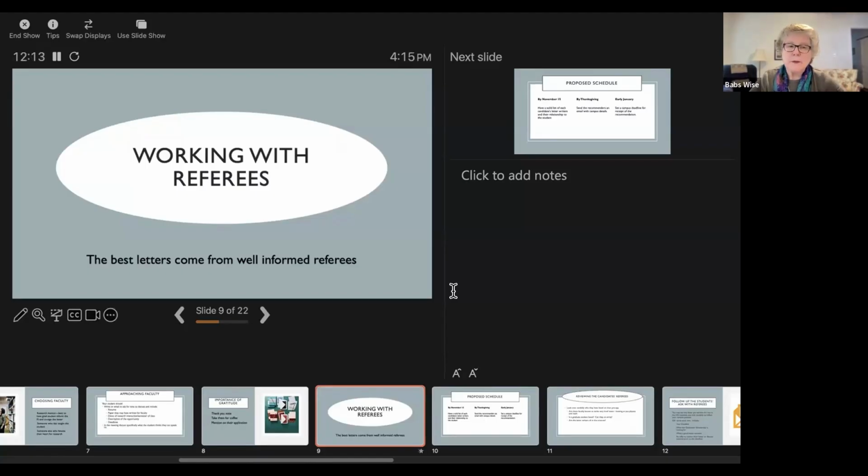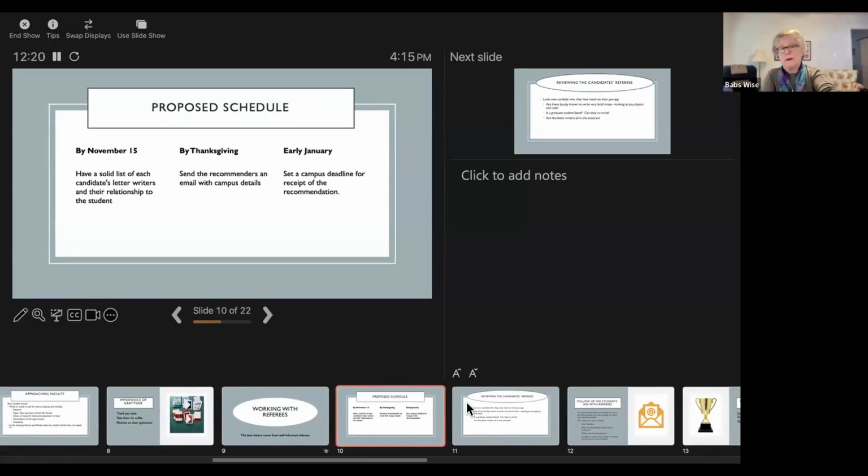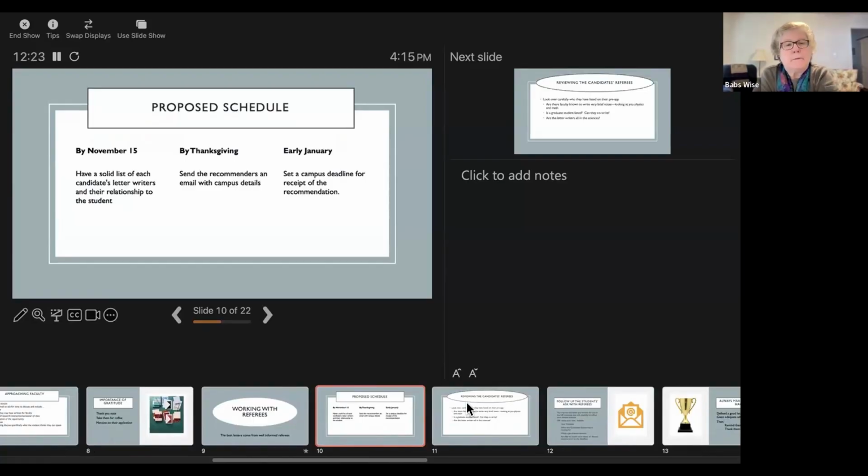One of the things that I found was really important was to set a timeline, and this is what I used. I always, by November 15th, tried to have a solid list of who the candidates' letter writers were going to be and what their relationship was to the student, so that I could go over that and make sure that these were folks that I thought would follow through and do nice letters. Maybe the student may have presented you with an English teacher, and you need to have time to correct that and help them find someone else rather than an English teacher.